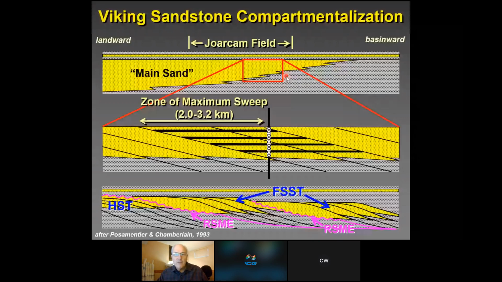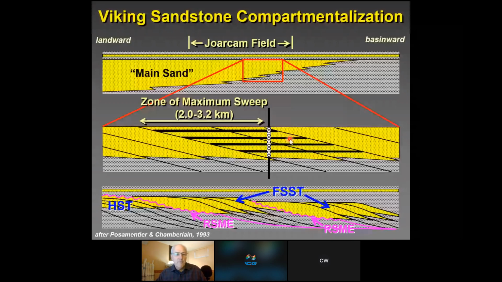They got a restricted sweep, and it seemed there were some reservoir barriers or baffles in here that hadn't been accounted for. Going back and doing a closer, detailed correlation, the geologist realized that there were some unconformities in here, one here, that created the barriers to the waterflood.